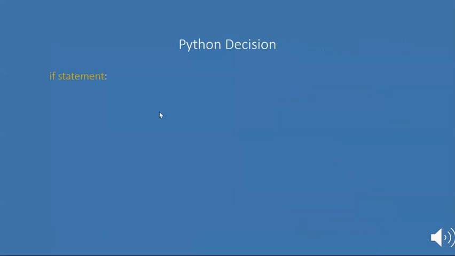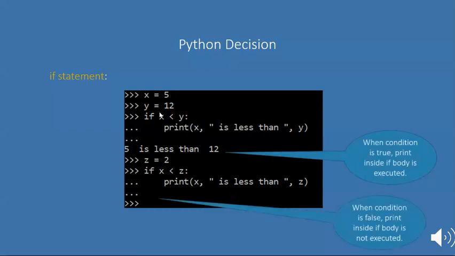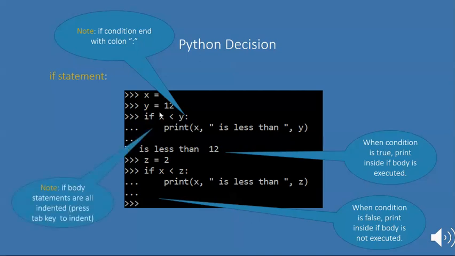Here is an example of an if statement for Python decision. Please note, the if condition ends with a colon. The if body statements must be indented; we can press the spacebar or tab key to indent a line. To finish and exit the if body, press the enter key again.